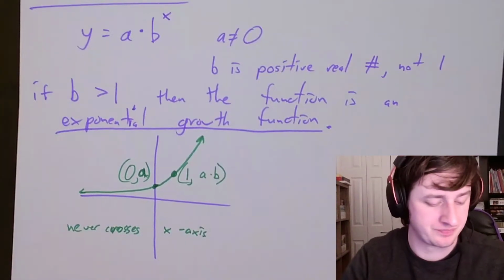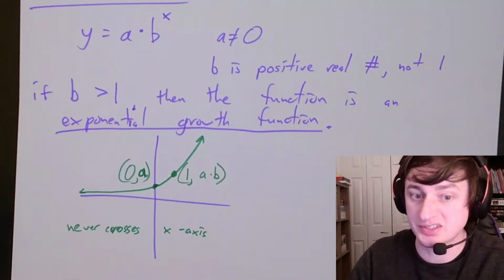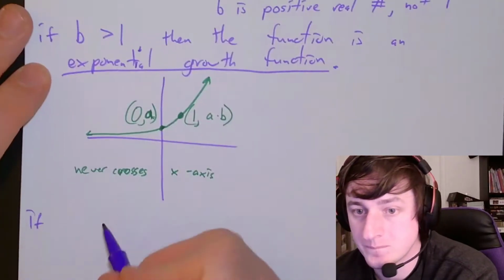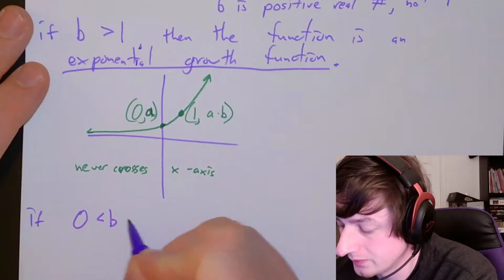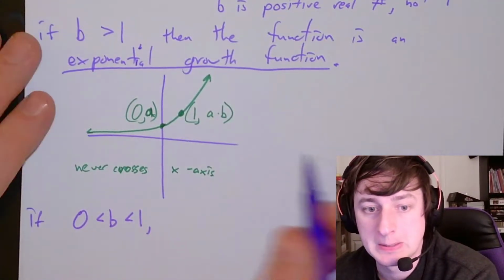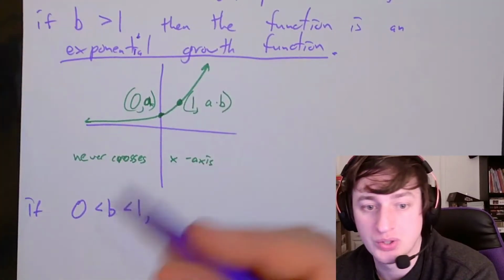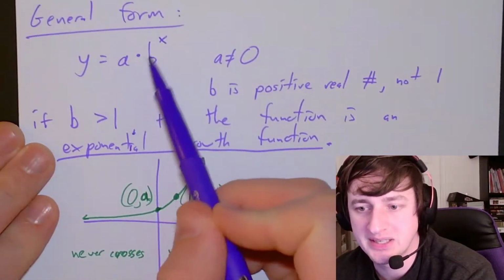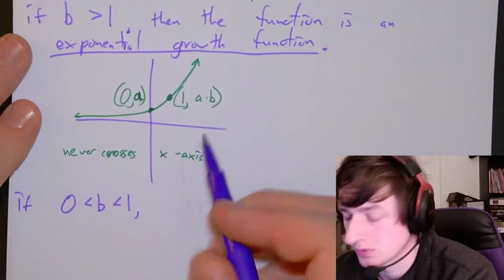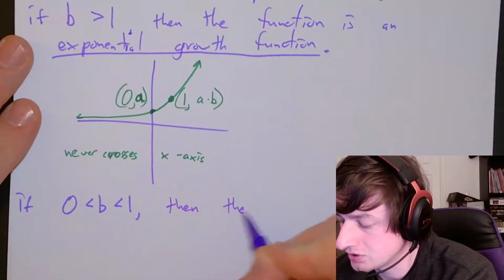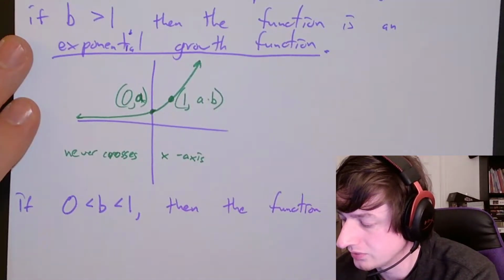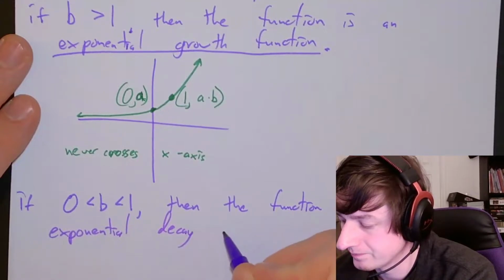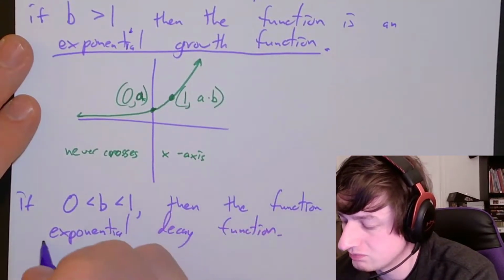Okay, there's another kind of function. What if b is smaller than 1? Still positive. So if b is between 0 and 1, still positive, but like 0.2, 0.02, 0.8, all those numbers are smaller than 1. Every time we multiply a times b, we're going to get a smaller number. Well, then the function is an exponential decay function. It's decaying. It's getting smaller every time.